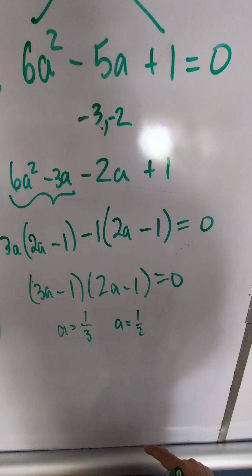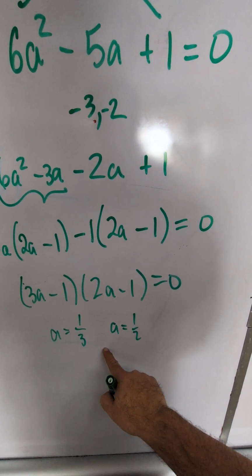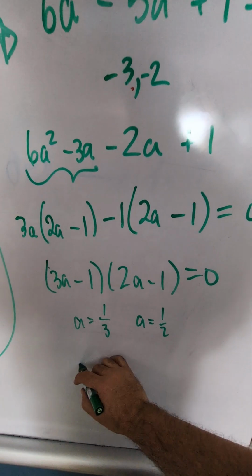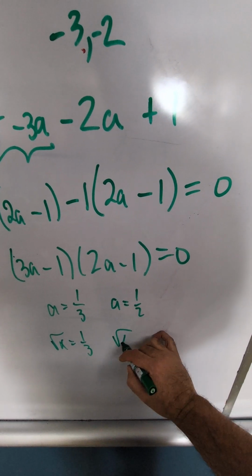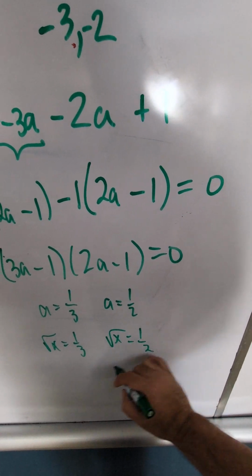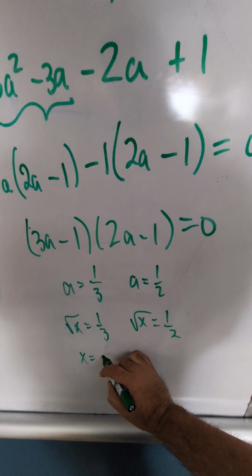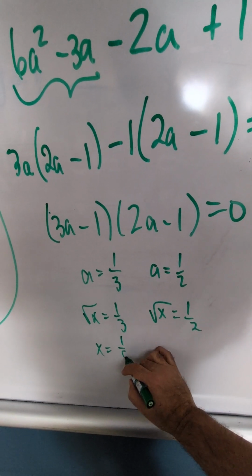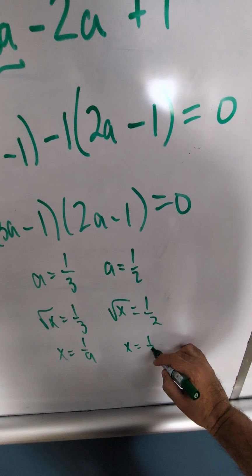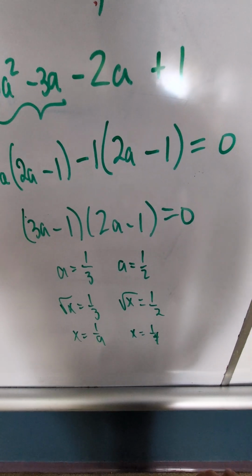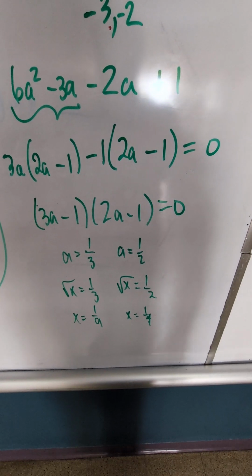However, a is the square root of x. So the square root of x must be 1/3, or the square root of x must be 1/2. And that means squaring, x is 1/9, or x is 1/4. And that's how you solve it. Basically, it has quadratic form.